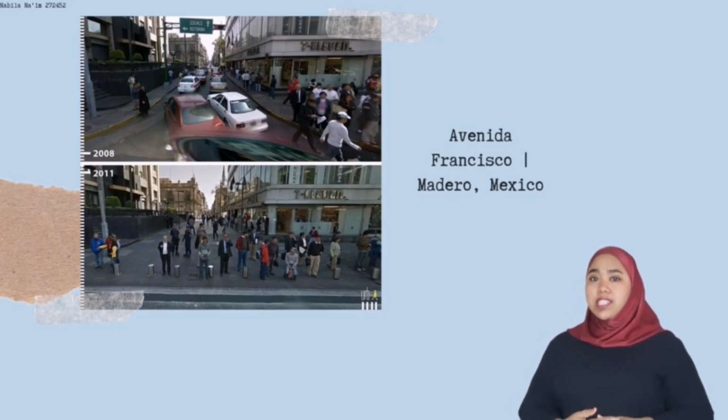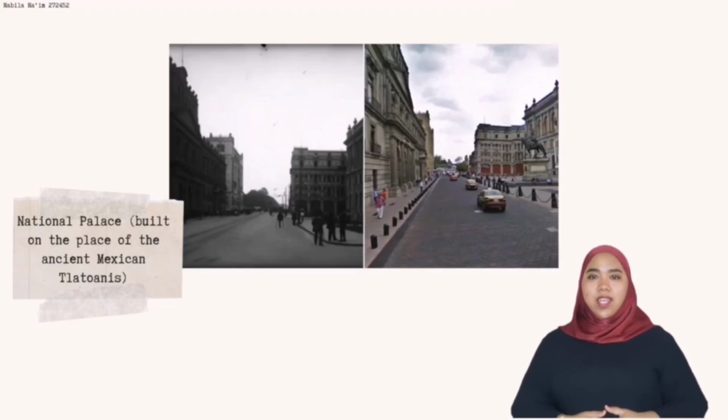This is Avenida Francisco I. Madero, Mexico. As you can see, the road has been closed and used as a pedestrian area. This will reduce the road congestion that we can see in 2008.